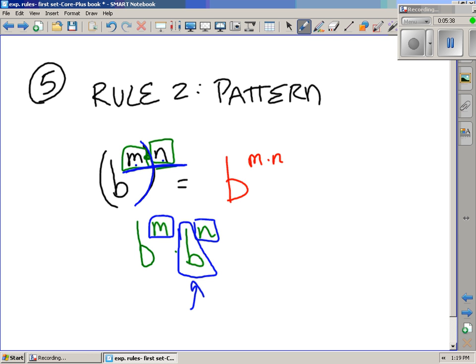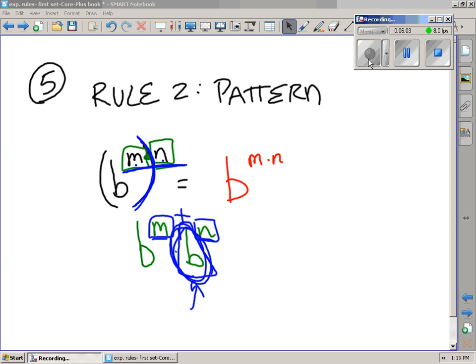So people often get that rule confused. When do I add? When do I multiply? You multiply when there's just this one piece, this one parentheses in between the m and the n. You add when you have a base in between the two exponents. So make sure you keep the two rules separated in your mind. So that was rule 2. I will do rule 3 in the next video.